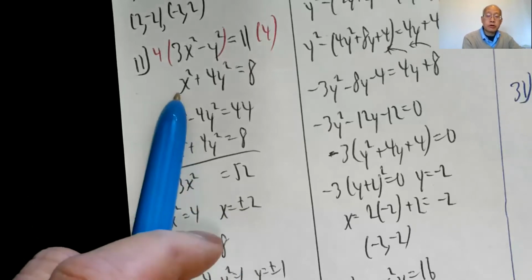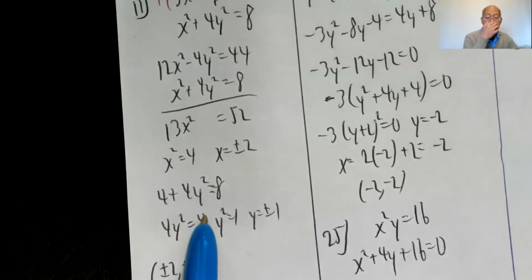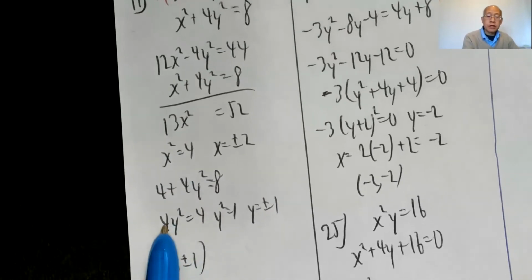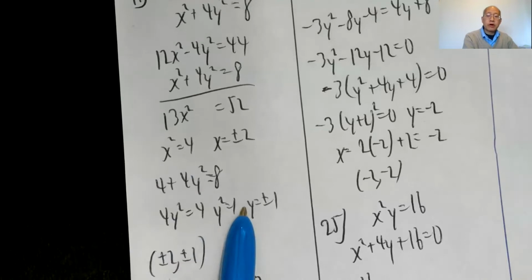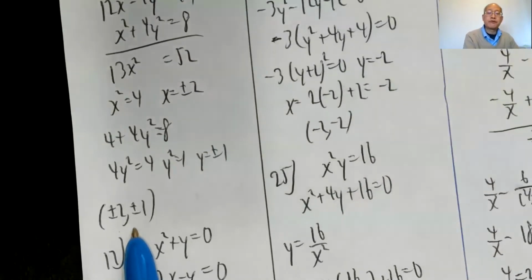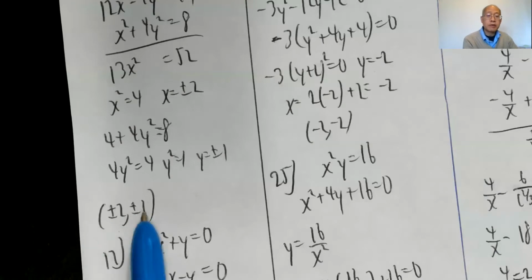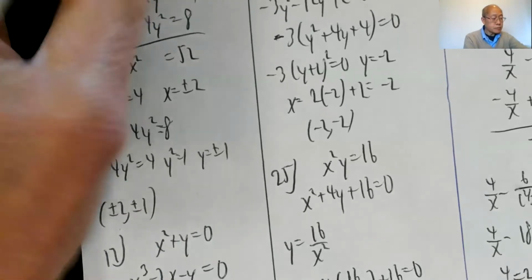Either 2 or negative 2 squared gives me 4, so I'll plug 4 here. 4 plus 4y squared equals 8. Subtract 4. Divide by 4, y is plus or minus 1. So plus or minus 2 or plus or minus 1. Keep in mind that actually represents 4 points. Okay, so it's negative 2, negative 1, positive 2, positive 1, 2, negative 1, and negative 2, 1. So all 4 possibilities when I write it like that.